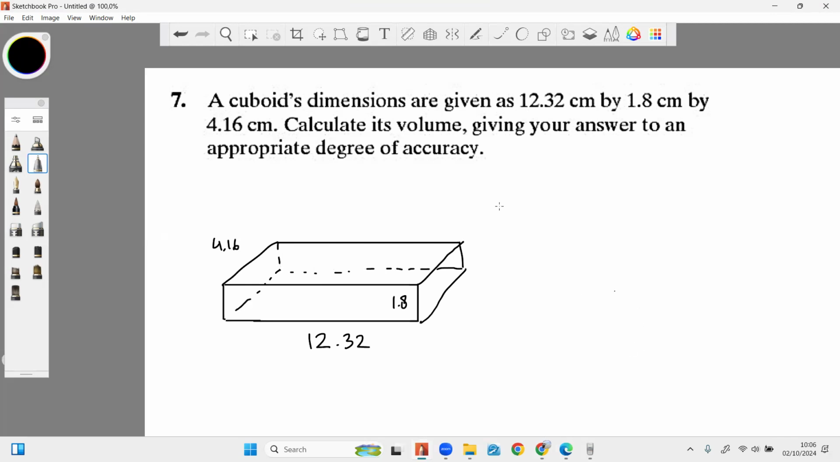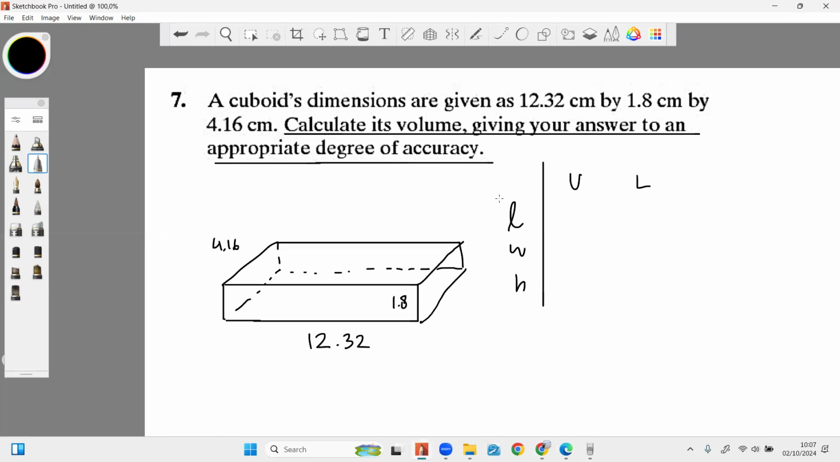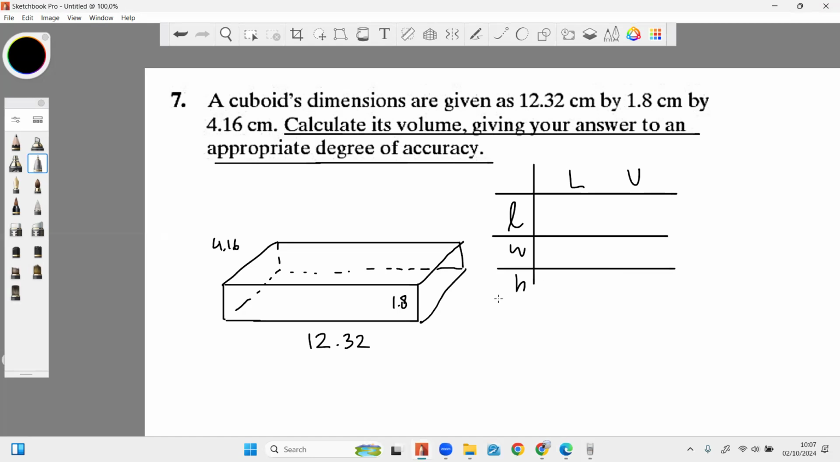Then calculate the volume, giving your answer to an appropriate degree of accuracy. Okay, this is a question that is not asking you for either upper bound or lower bound. If the question is like this, the default is finding upper bound and lower bound. Length, width, height, upper, lower. Oh, lower first. Depends. If you want to do upper first, it's up to you. As long as we provide all the data, everything is good. So the height is 1.8, 1.85, right? And then 1.75. Get it?